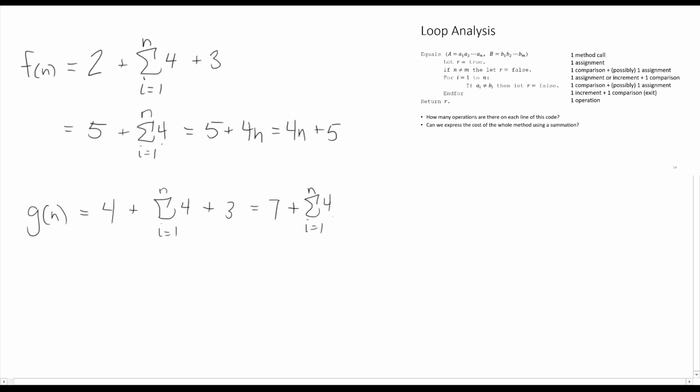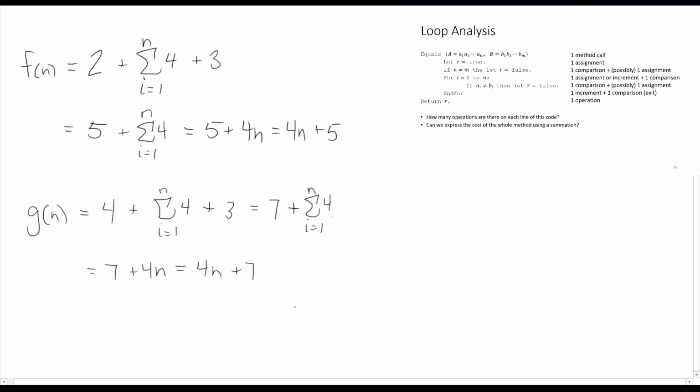Now that really is the exact same sum as we had up above. So we know that that's going to be equal to 7 plus 4n. We could factor it out, or we could just apply the same math that we did up above there. Okay, and that 4n, again, we'll maybe just put out front, 4n plus 7.